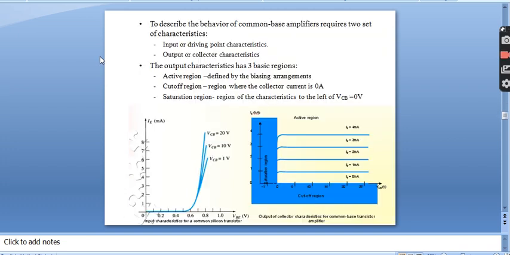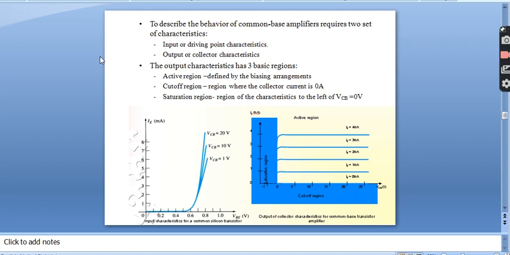So now we can learn the transistor characteristics. That means the input and output behaviors in common base configuration. To describe the behavior of common base amplifiers, we require two sets of characteristics. Those two sets are the input or driving point characteristics, and the output or collector characteristics.